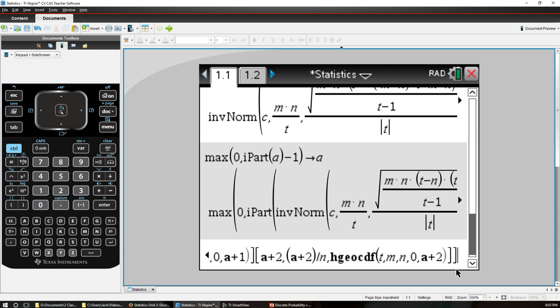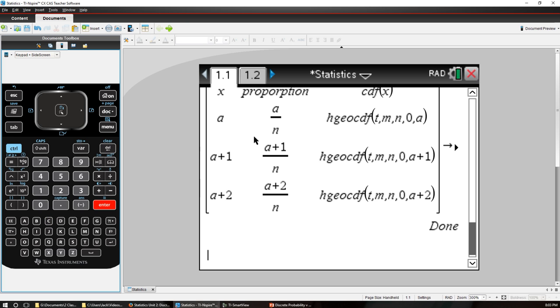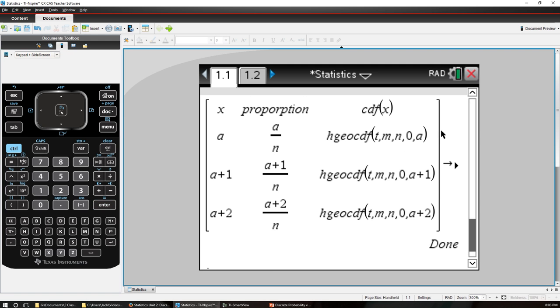All right, now that's what our matrix is going to be, and we want to store that in the function, which we're going to name inverse HGO. Now we're going to have to pass it the parameters: the total number in the population, the number of successes in the population, which is P, the sample size, which is N, and then we want to pass it cumulative probability C. And this should generate a new function, which is given there. And that's what it looks kind of like there.